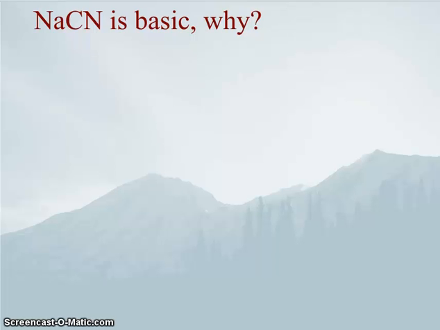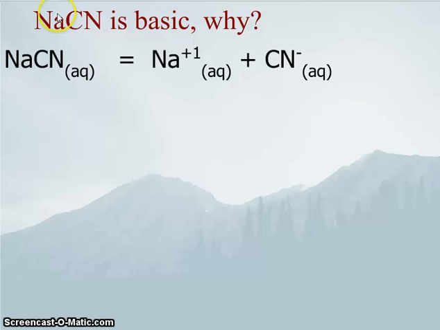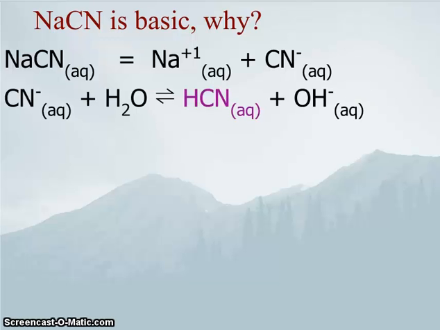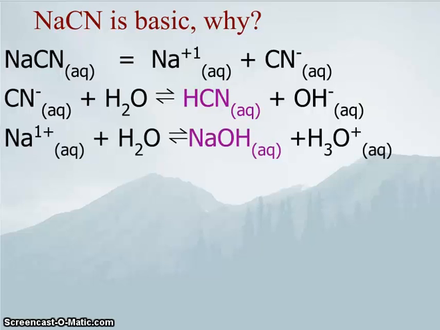So the question is why? Well, sodium cyanide dissociates, and we put an equal sign because we know this goes completely to the right. This isn't really an equilibrium, it's just that all sodium salts are soluble. So it dissociates into sodium ion and cyanide ion. Let's consider those two things. Cyanide, we know, acts as a base because it reacts with water, because it's an aqueous solution, and forms hydrogen cyanide and hydroxide ion. And sodium ion is an acid, because it reacts with water to form sodium hydroxide and hydronium ion.